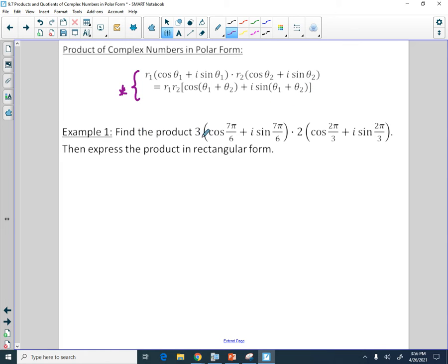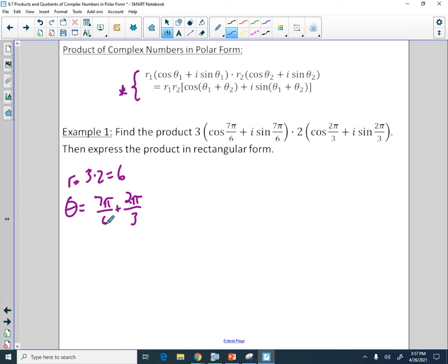Find the product of 3 cosine of 7 pi over 6 plus i sine of 7 pi over 6 times 2 cosine of 2 pi over 3 plus i sine of 2 pi over 3. Then express the product in rectangular form. To find the new R, we multiply R1 and R2. So our R is going to be 3 times 2, which is 6. And then our new theta is going to be theta 1 plus theta 2, so 7 pi over 6 plus 2 pi over 3.